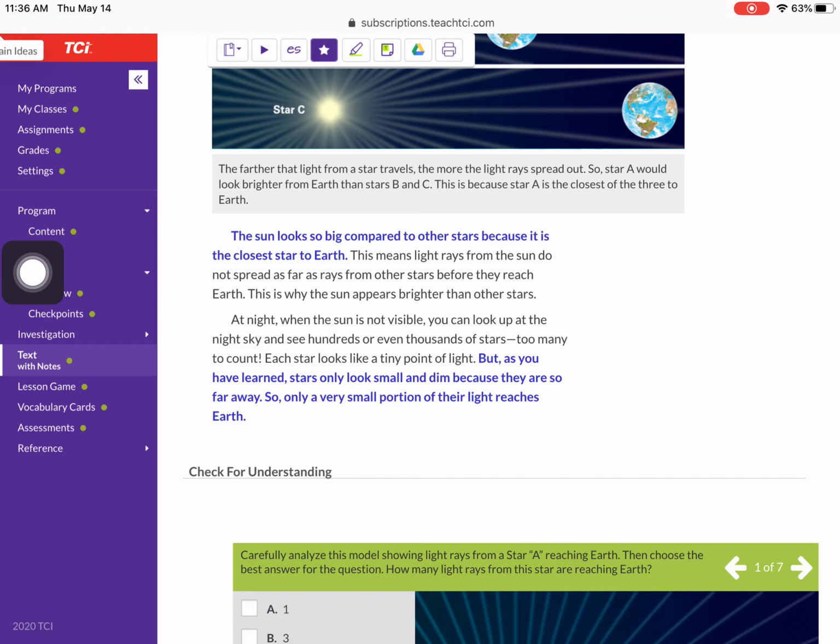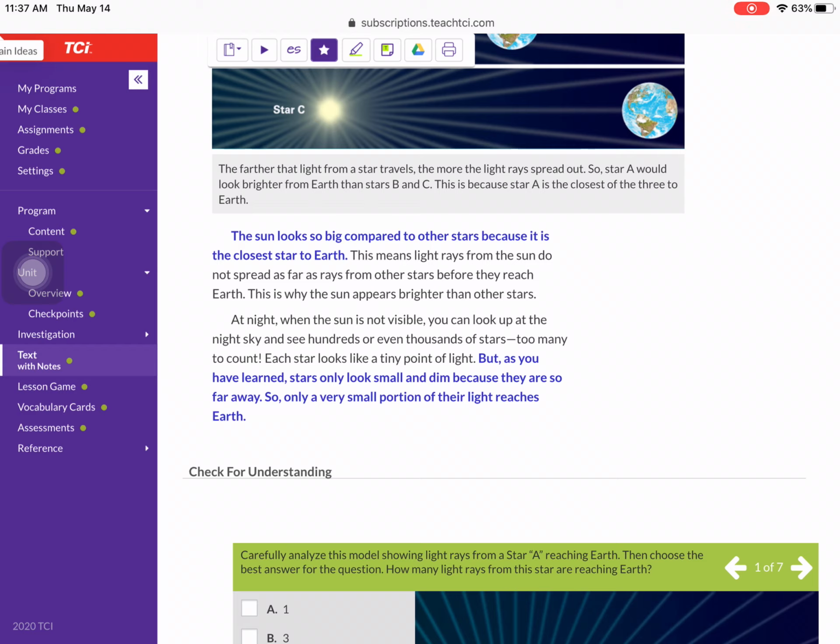Next paragraph. The sun looks so big compared to the other stars because it is the closest to Earth. This means light rays from the sun do not spread as far as rays from other stars before they reach Earth. This is why the sun appears brighter than the other stars.